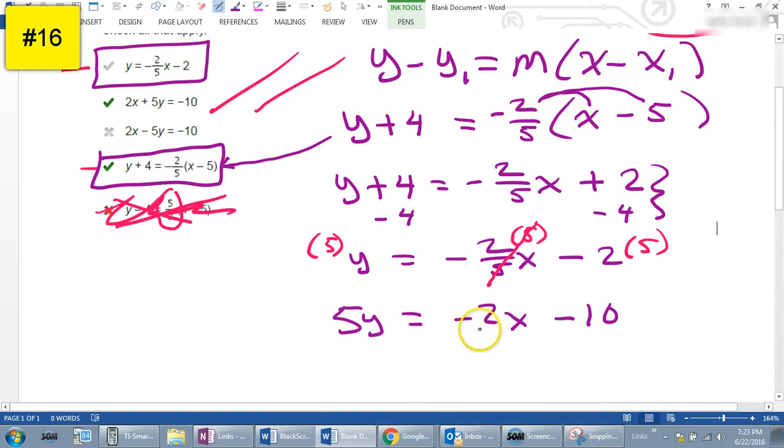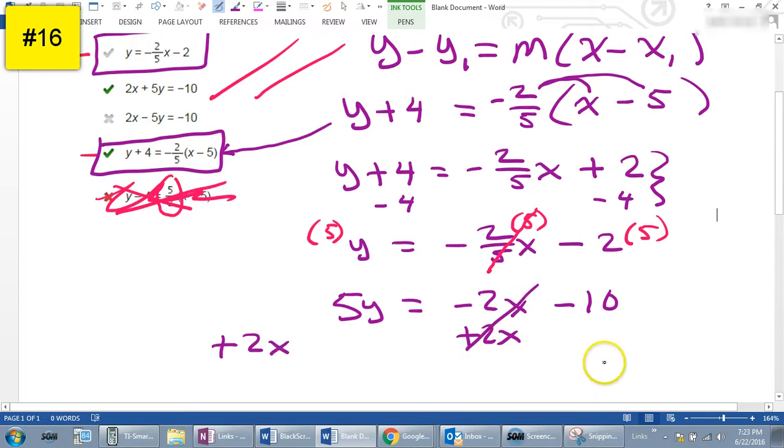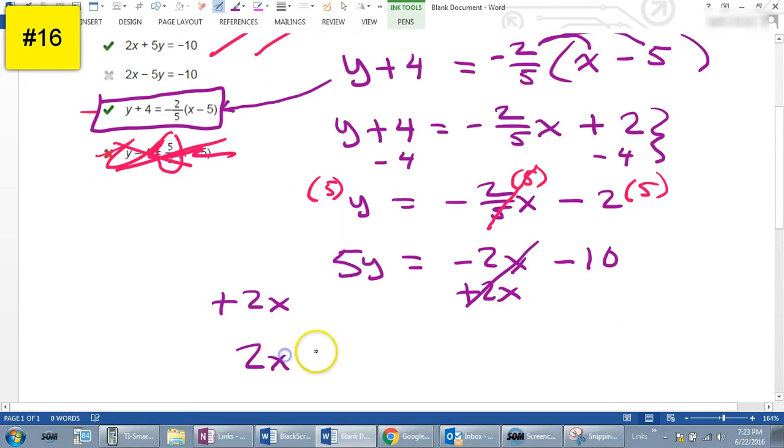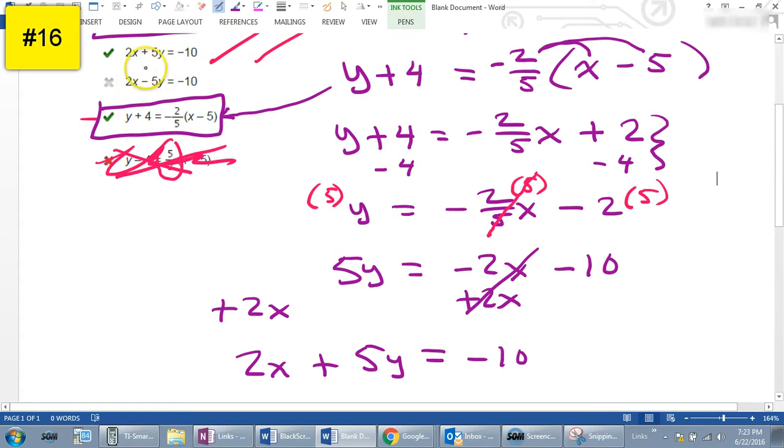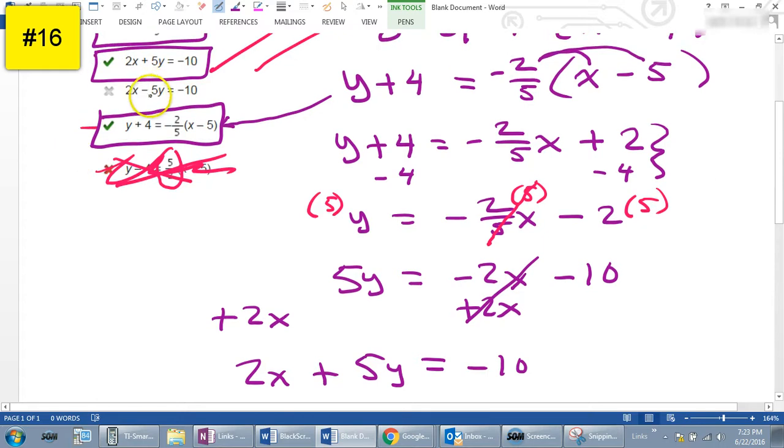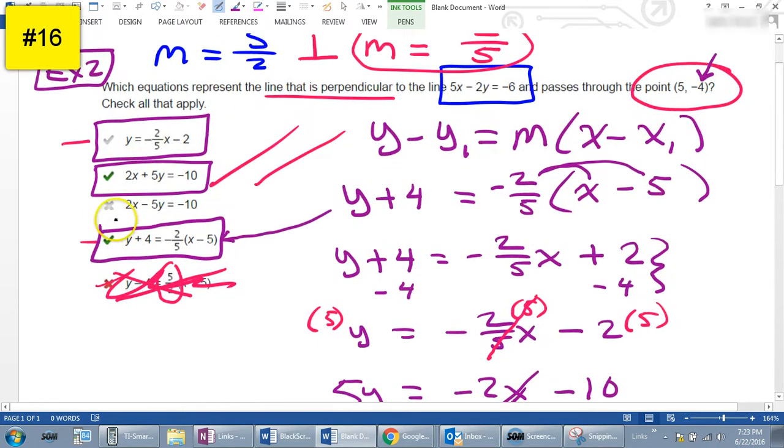And so we're writing this in standard form with x and y on the same side. So I'm going to add 2x to both sides. Alright, so that cancels out. So that will give me 2x plus 5y is equal to negative 10. So that's 2x plus 5y equals negative 10. That's why this is another answer. But this one is not, because it has minus 5y and it should be a plus. Alright, so that's why those three are right and these two are wrong.